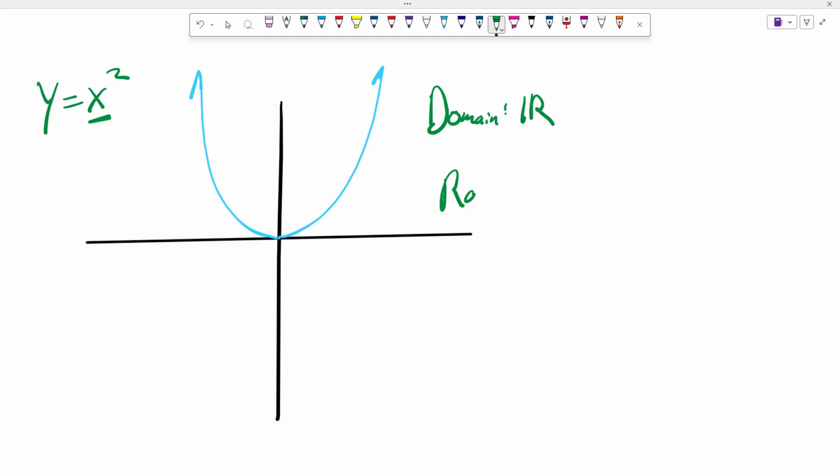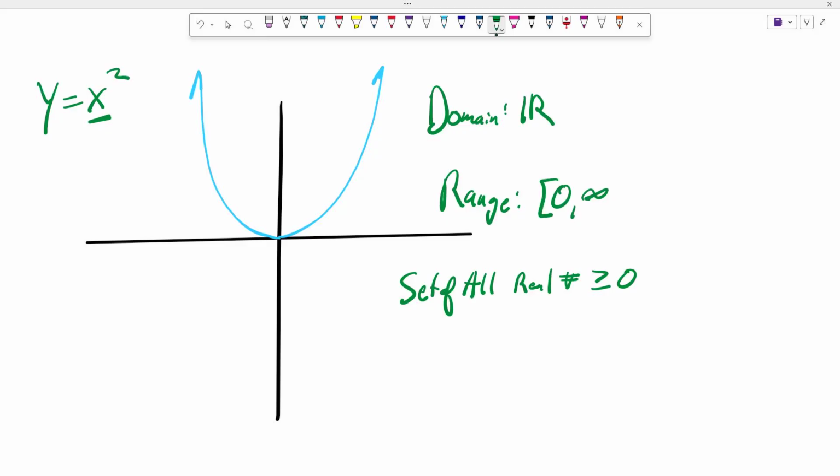However, what is the range? All real numbers greater than or equal to 0. That's true. It never has any negative values. How do we write that down? 0 to infinity. Do I include 0? Yeah, it's on the origin. And do we include infinity? Never. Okay.